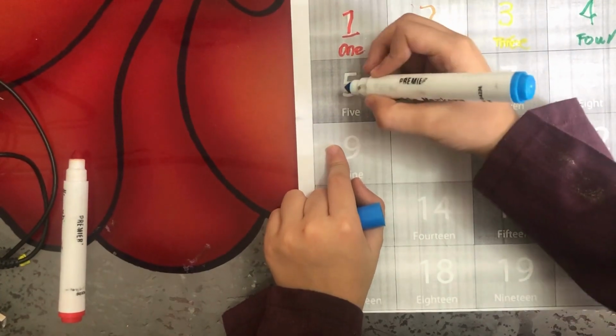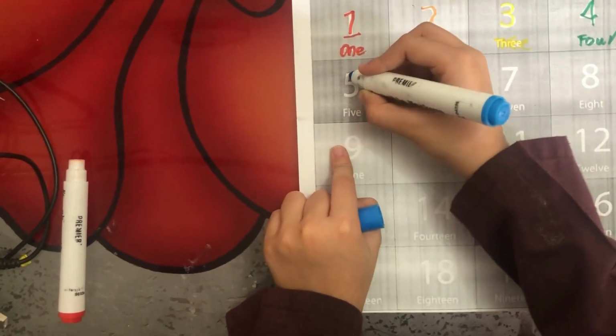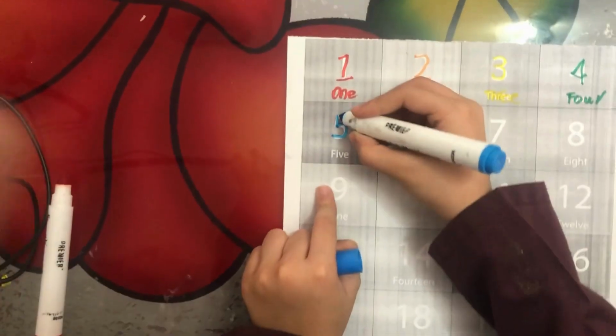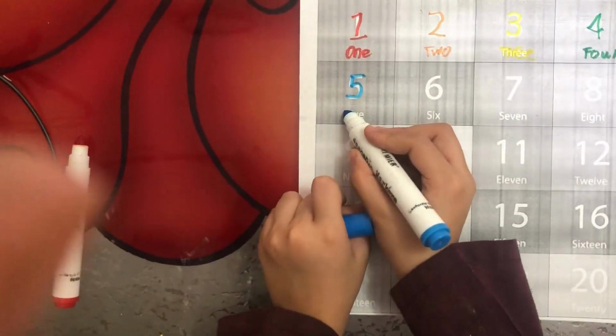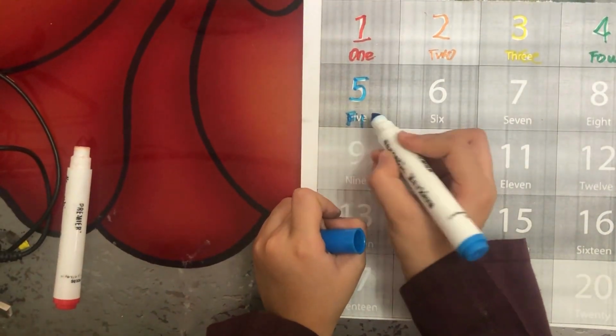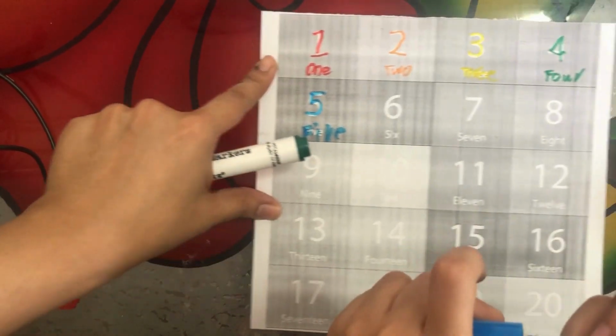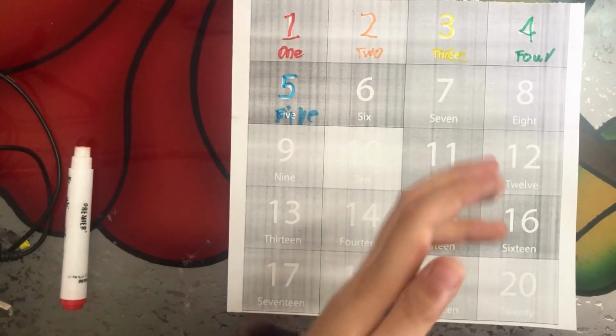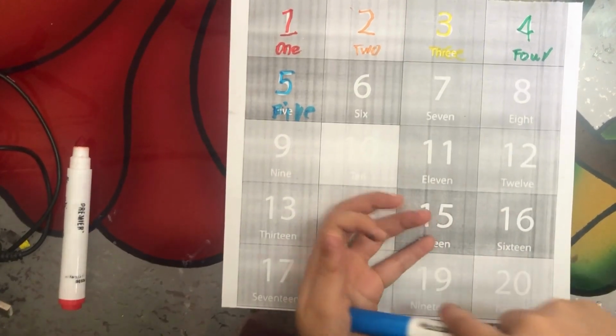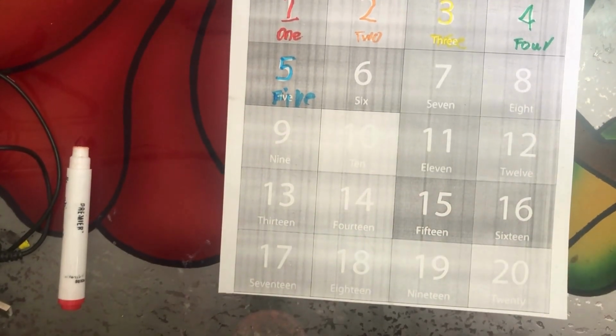Number 5. Number 5 is here. This is the number 5. The number 5 is apple. This is the number 5. FIVE, 5.